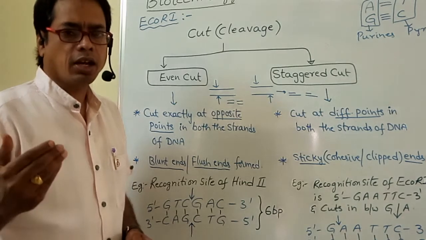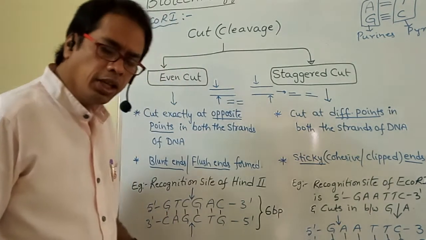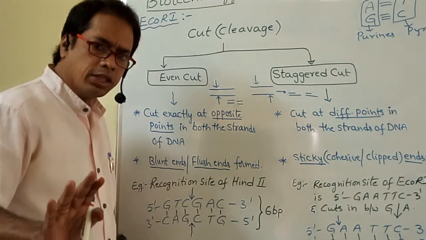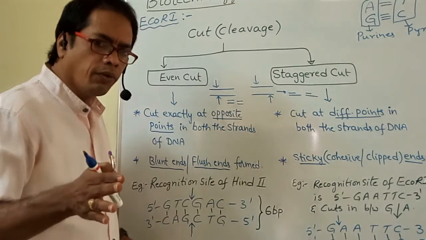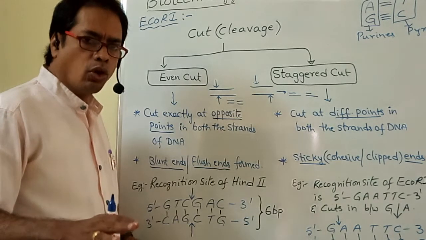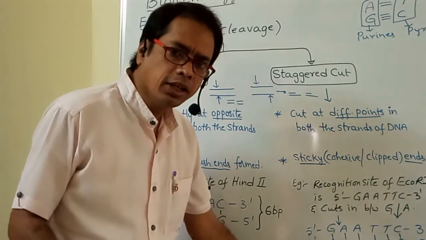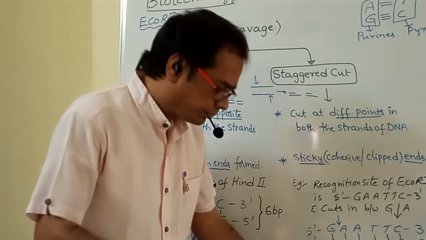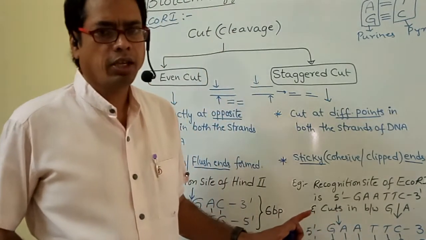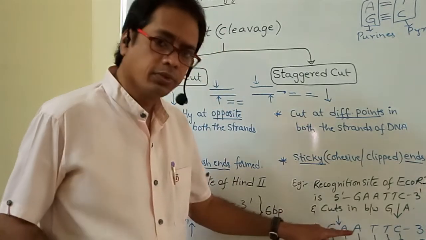If cuts are obtained, we can calculate. If it is even cut, in even cut there is the presence of only the breaking of phosphoester bonds. There is no breaking of hydrogen bonds. Whereas in staggered cut there is breaking of both phosphoester bonds and hydrogen bonds. Okay? Right. This one you have to concentrate more.